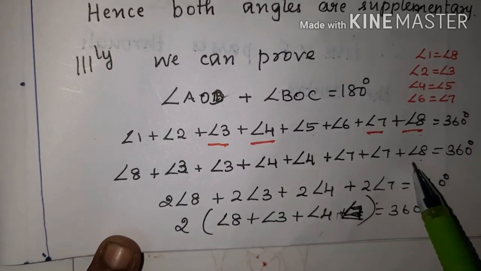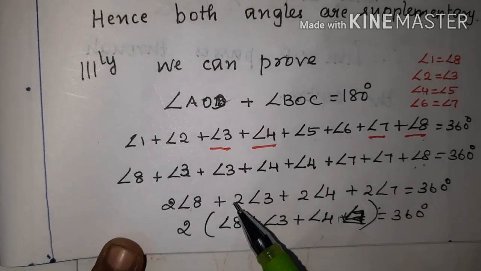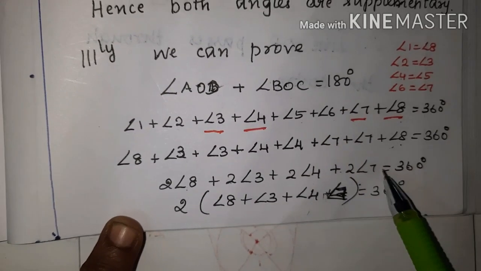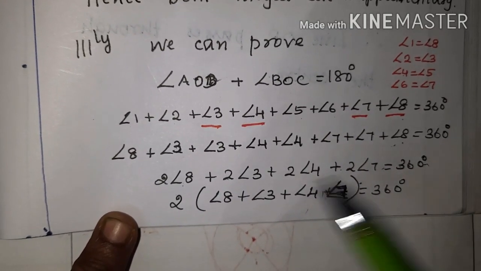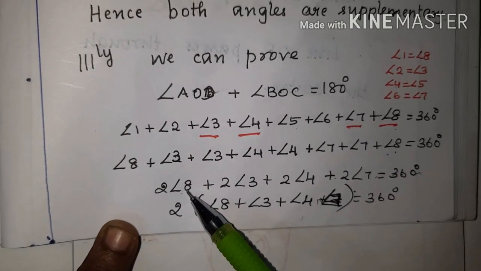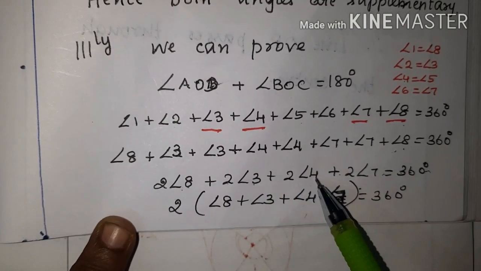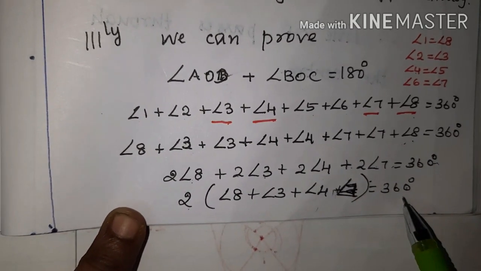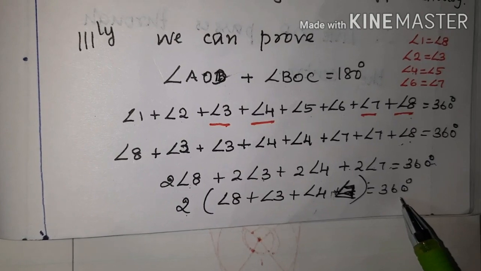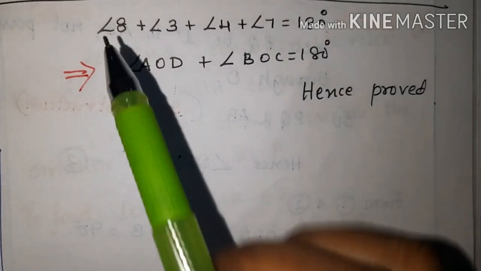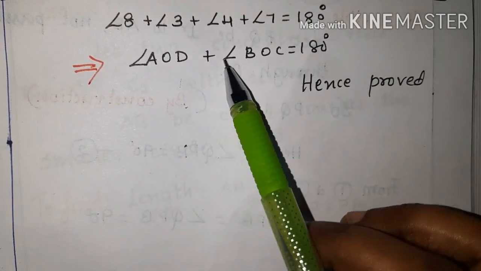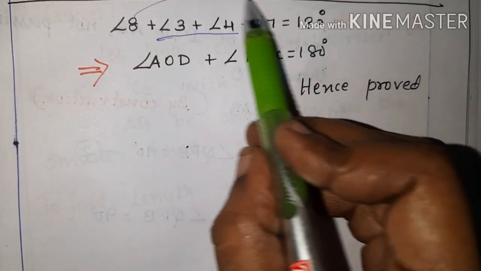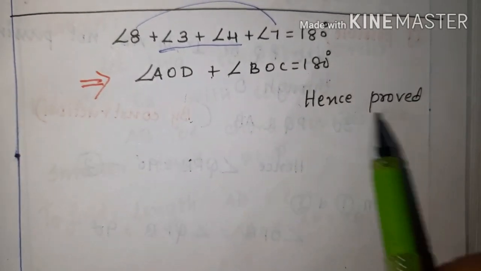So same way 2 times it will be repeated. So 2 times angle 8 plus 2 times angle 3 plus 2 times angle 4 plus 2 times angle 7 equal to 360 degrees. You can take 2 as common out. So you get angle 8 plus angle 3 plus angle 4 plus angle 7 equal to 360 degrees. This 2 when it comes over there it divides. So you get 180 degrees, which implies that nothing but angle AOD plus angle BOC is equal to 180 degrees. So this 2 is BOC and this 2 is AOD. So hence we have proved the result.